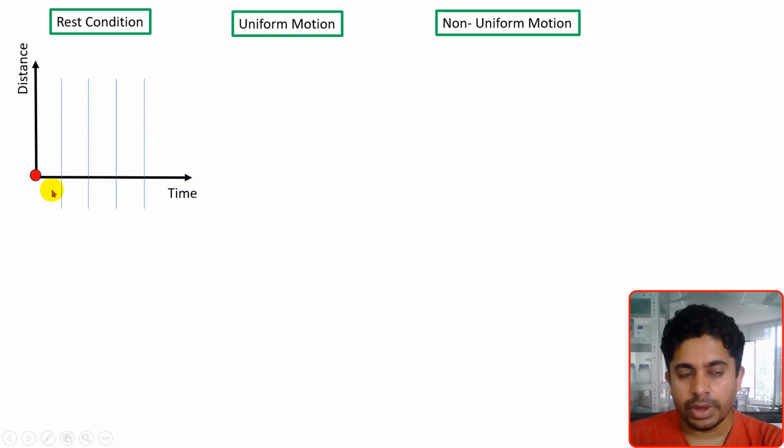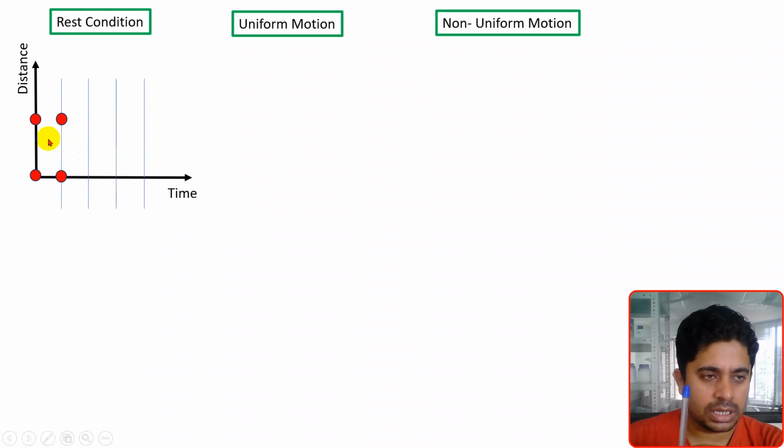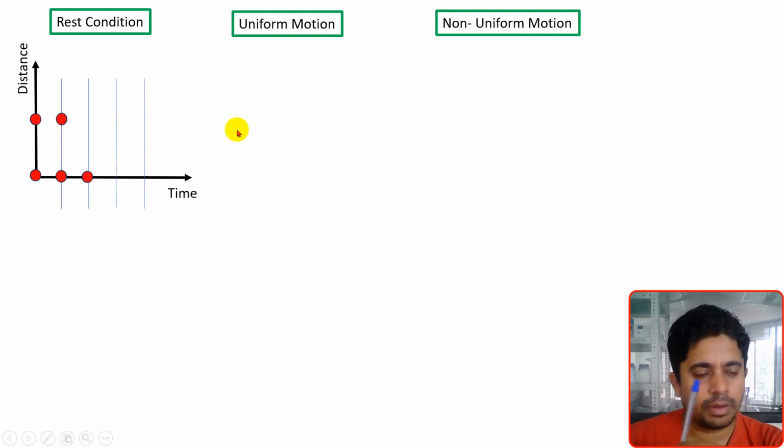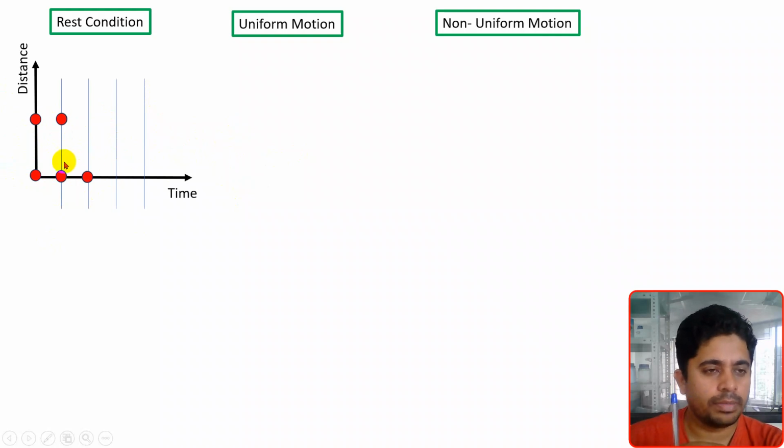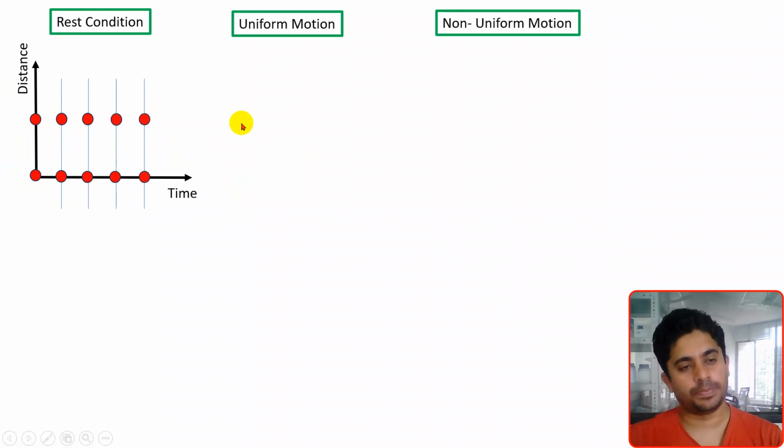When the time was zero, the initial time, the distance was this particular distance. Again, after some time, if I measure the distance, this height, it is the same. After a few more times, still the distance is the same.